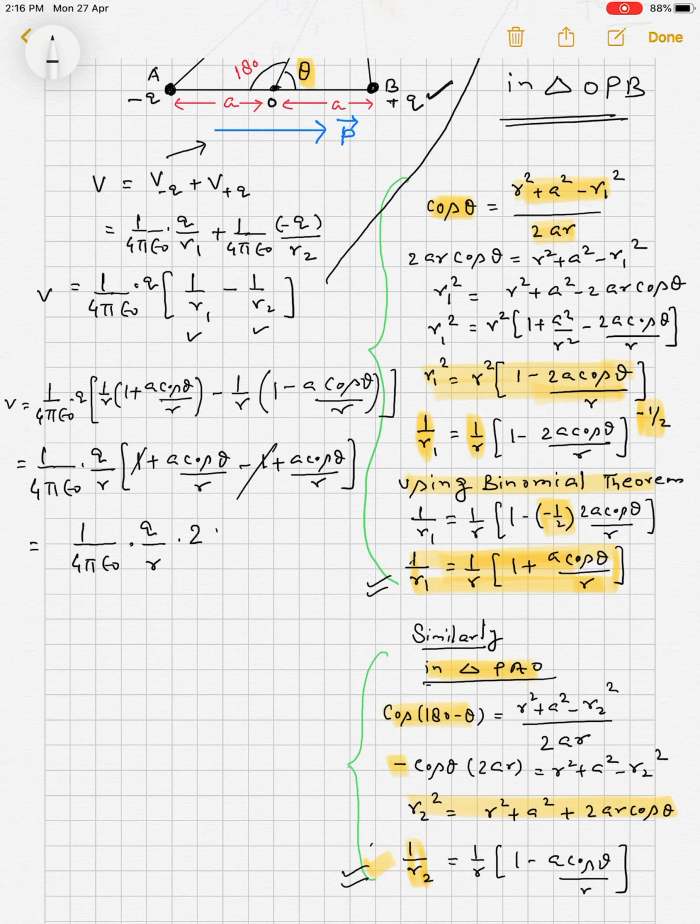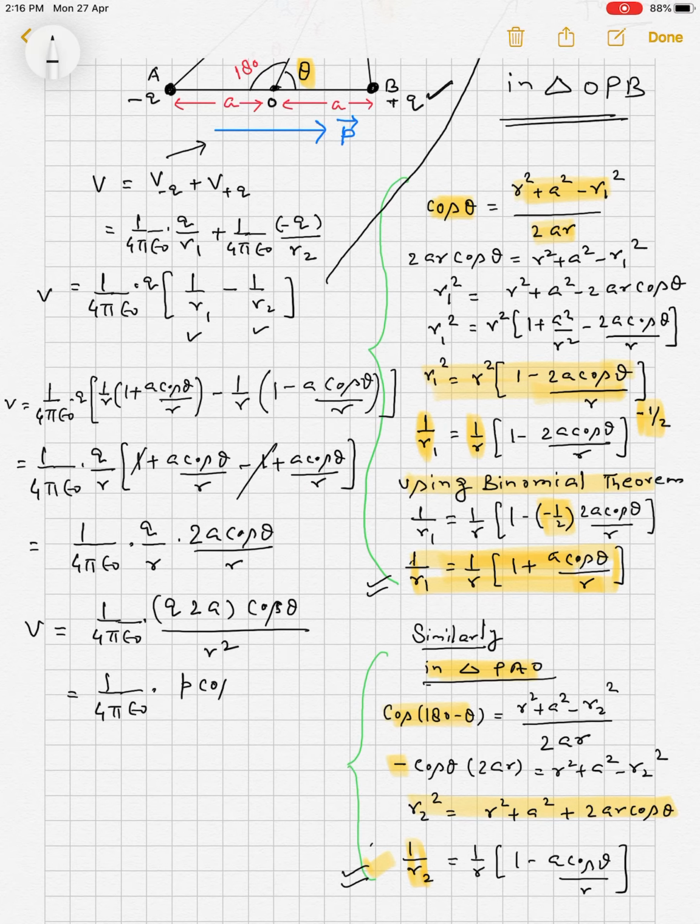So V equal to 1 upon 4 pi epsilon naught q into 2a cos theta upon r into r square. So here this q into 2a is the dipole moment. So 1 upon 4 pi epsilon naught p cos theta upon r square.